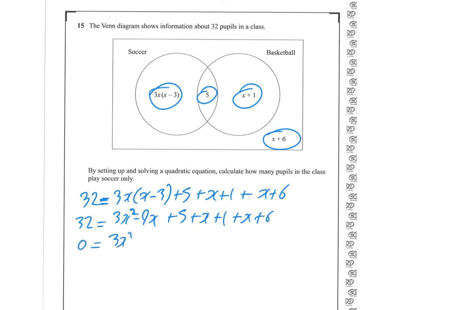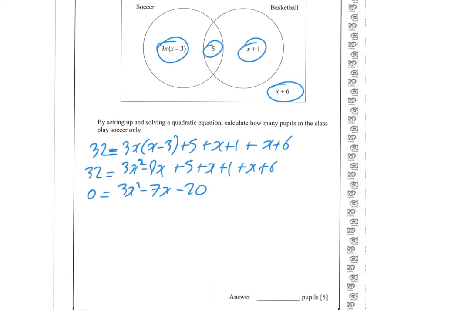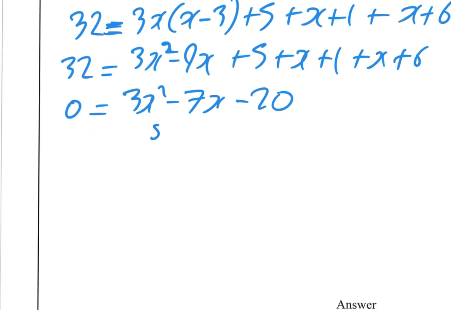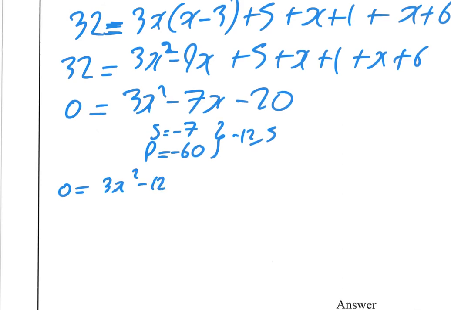You're going to have 3x squared, and then that's going to be minus 7x. And then you've got 5 plus 1 is 6, plus another 6 is 12. And then take away the 32, which is minus 20. So that's what you've got. And then it's a sum and product question. The sum is equal to minus 7. My product is equal to minus 60. And my two numbers which multiply to give minus 60 and add to give minus 7 are minus 12 and 5.